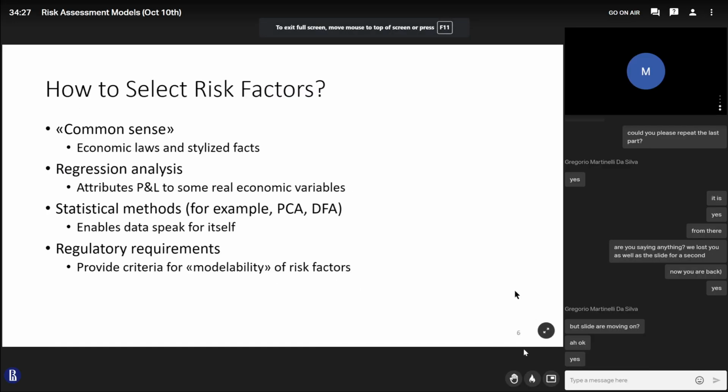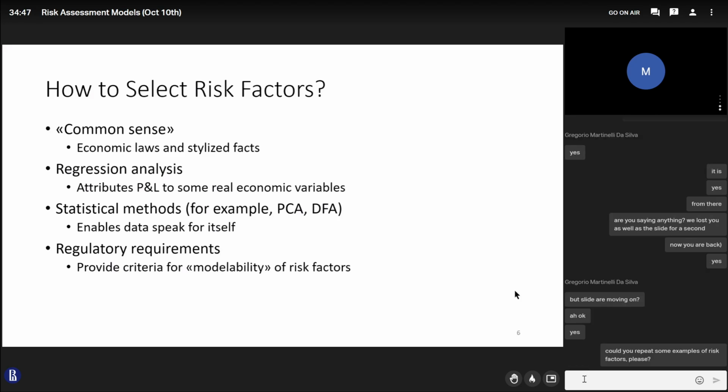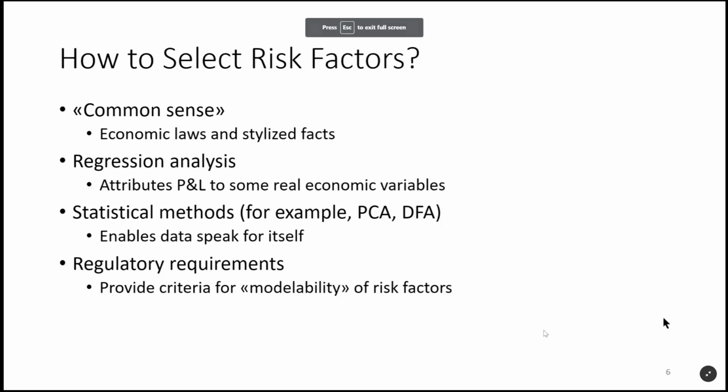So now let's consider the process of risk factor selections. So what we can do to identify those risk factors. So the first step is pretty simple, so common sense. If you are a professional in economics, in trading, you should have some knowledge, and you should know some economic laws and know some stylized facts. So you should be pretty experienced to come up with an intuition of what may happen and what may influence your portfolio. All right. So this is a kind of heuristic approach.